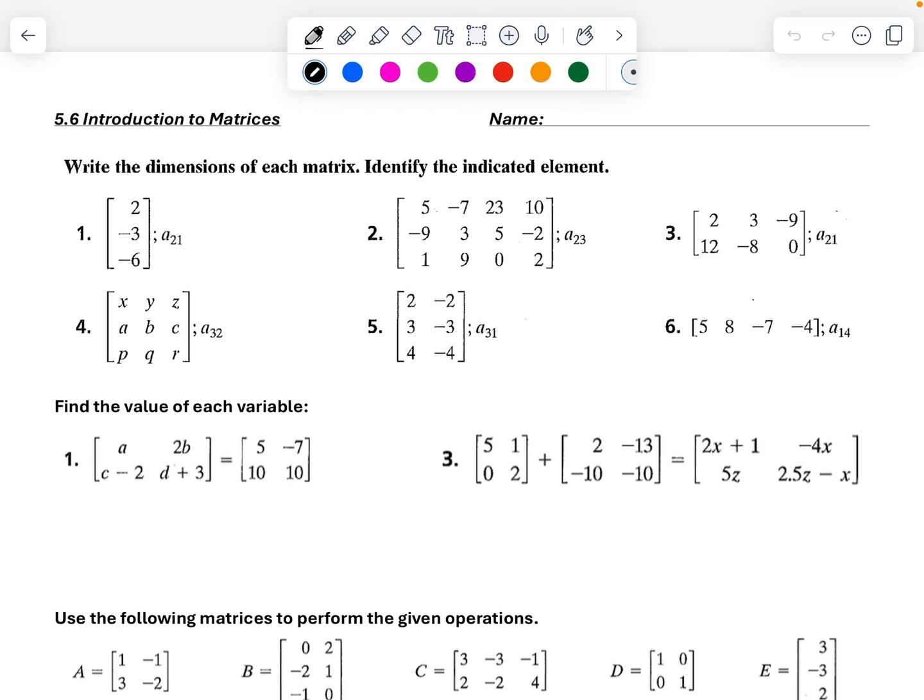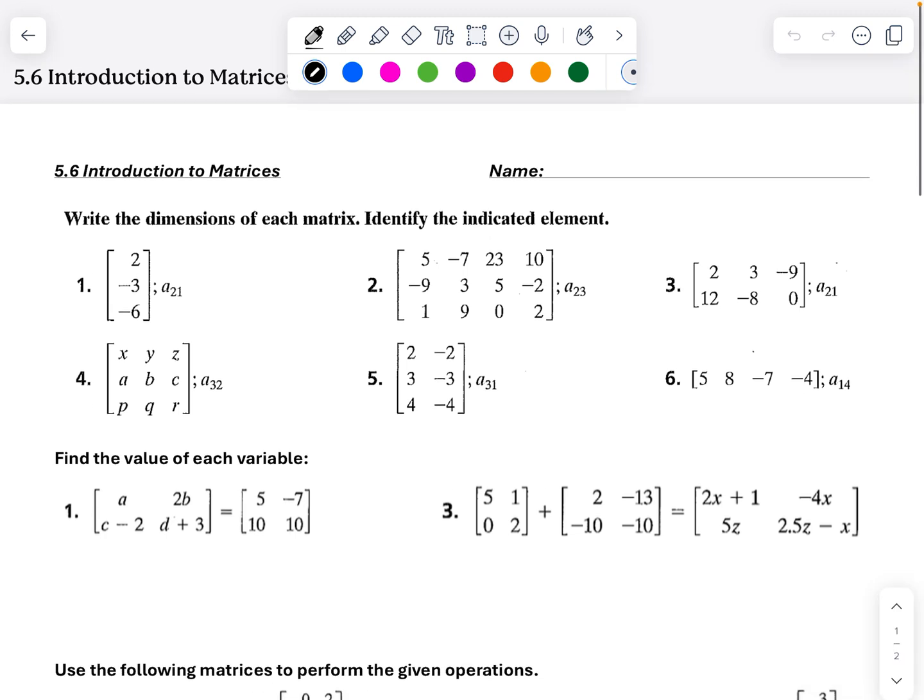Hey friends, this video is an introduction on matrices. I think it's probably something you want to write down: whenever we do matrices, we have rows and we have columns.